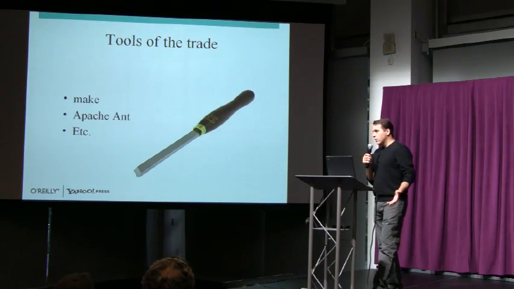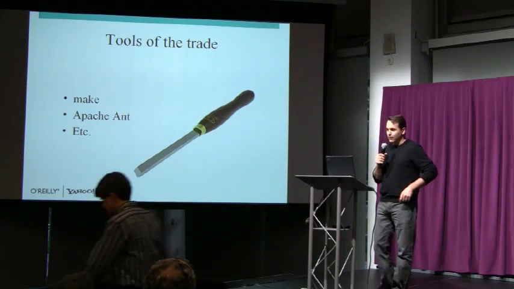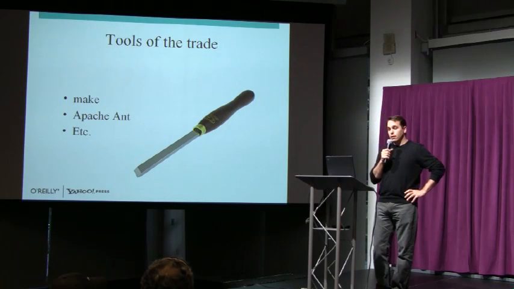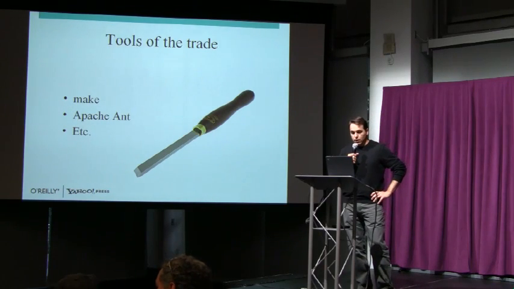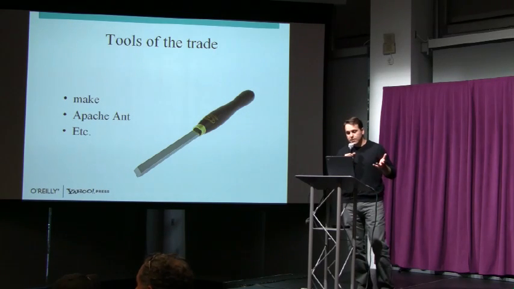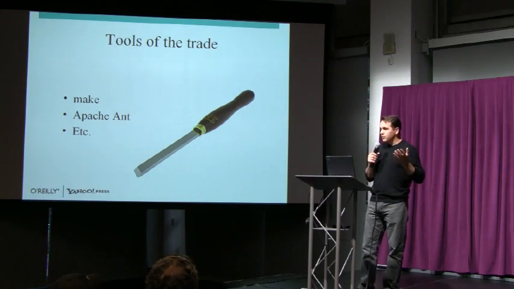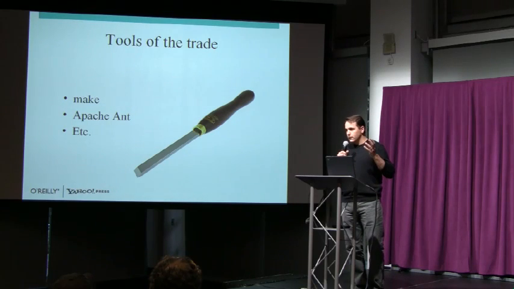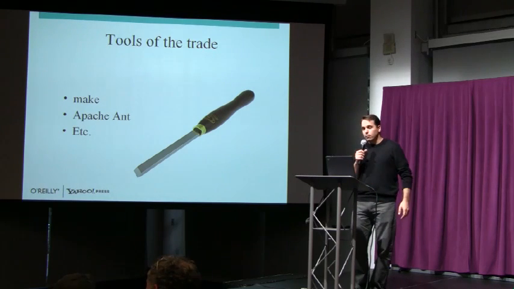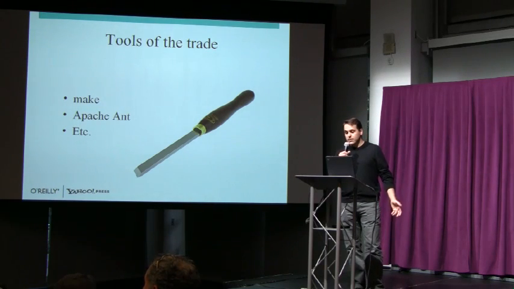So you can't talk about building applications without at least mentioning one of these tools. Make, obviously, which came to us from the Unix world. Make uses what's called a makefile, which is a text file with a special format. That text file specifies how to derive the target program from each of its dependencies.